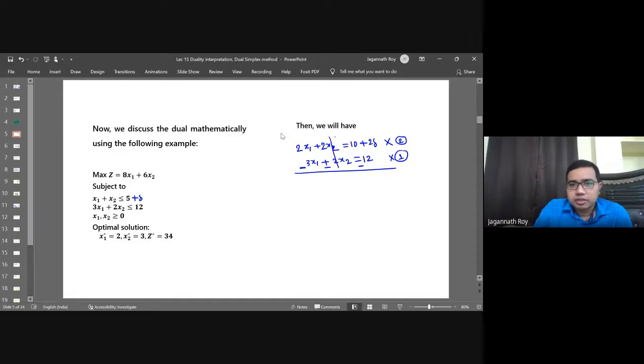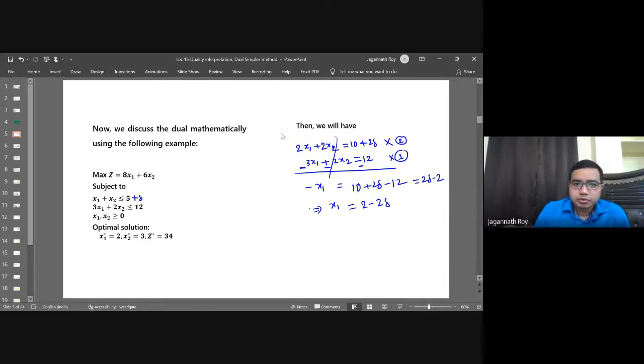So the x2 terms will get cancelled. Then minus x1 equals 10 plus 2 delta minus 12, that is 2 delta minus 2. So x1 equals 2 minus 2 delta.